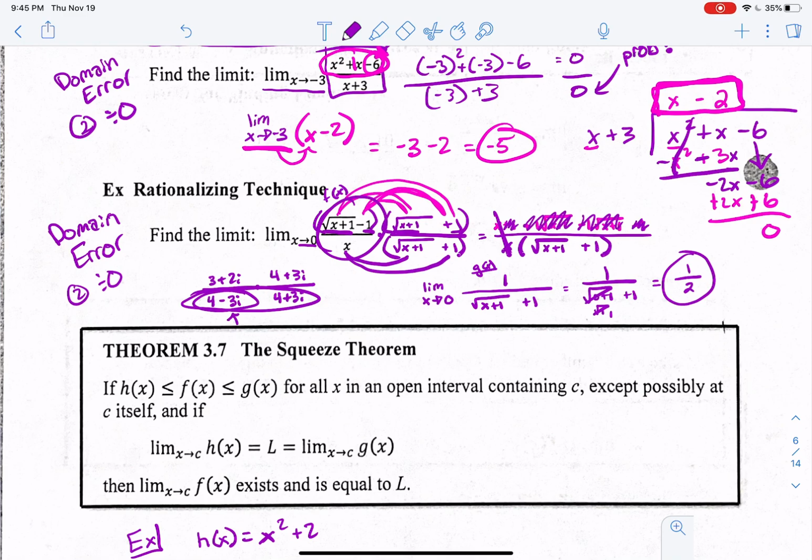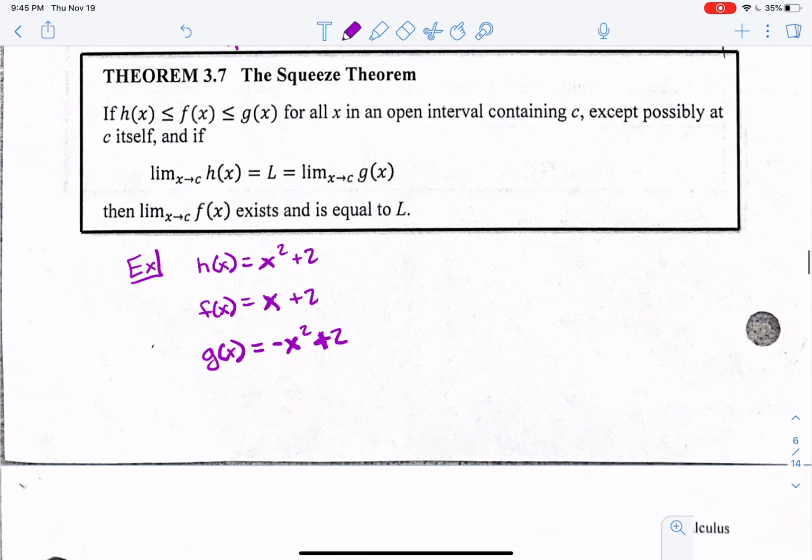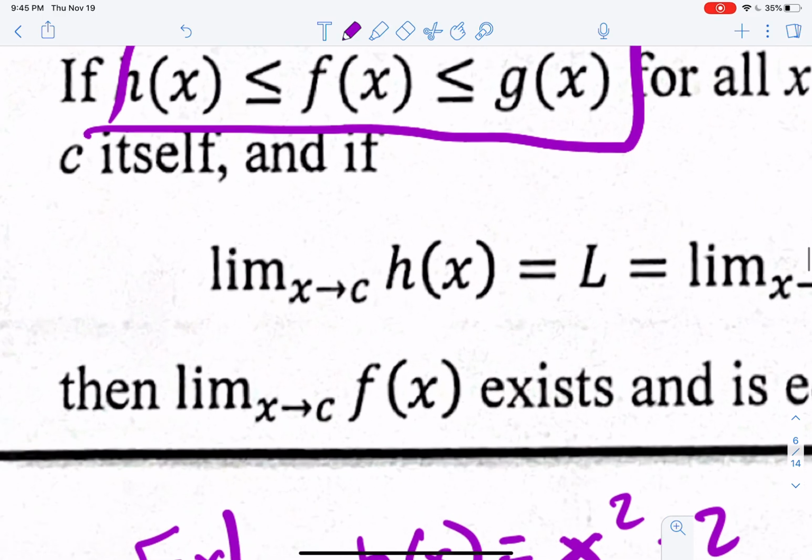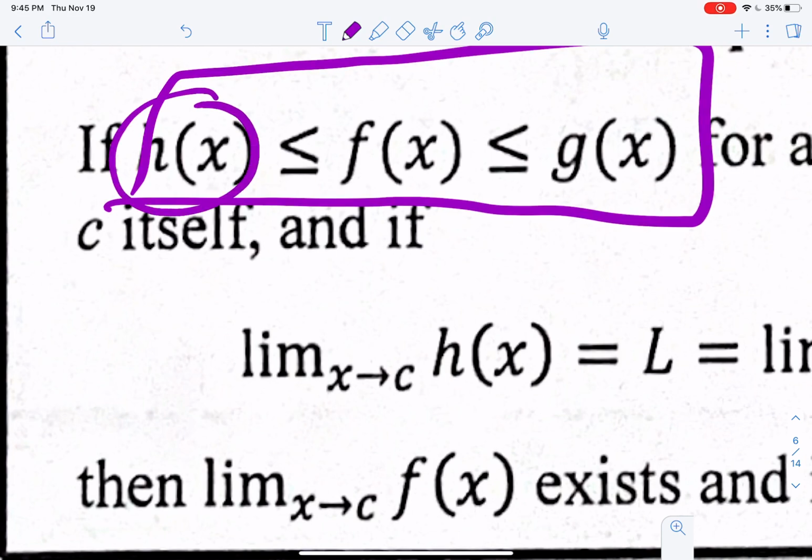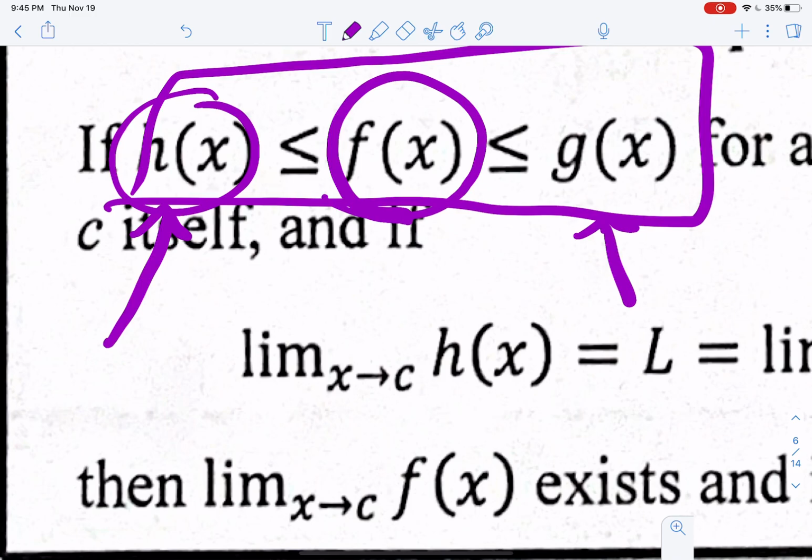All right. The last thing that we're going to talk about is something called the squeeze theorem. And yeah, the squeeze theorem, here's what it says. If I have three functions that are in this relationship to each other, like h of x, f of x, g of x, where h of x is smaller than f of x, and f of x is smaller than g of x, what I can do is I can find the limit of these two guys and use that to squeeze this guy in here and find the limit of that one, okay?